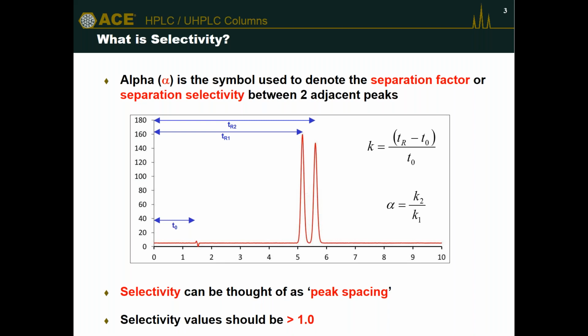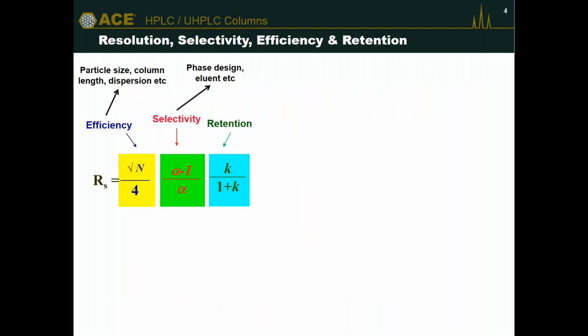This is a very simple slide on selectivity, and if you look in various textbooks that we've all read, and even if you Google chromatography and selectivity, this is the type of information that you will see. Selectivity is denoted by the symbol alpha, and as we can see with the laser pointer on the screen, alpha is the ratio of retention factors for two adjacent peaks. Peak selectivity can be thought of as peak spacing. Sometimes people call it the separation factor or the separation selectivity between adjacent peaks. So when I refer to selectivity, this is the description that I have in my mind.